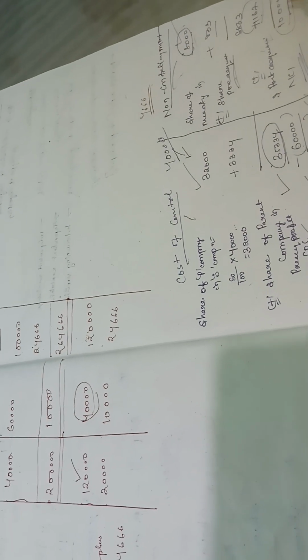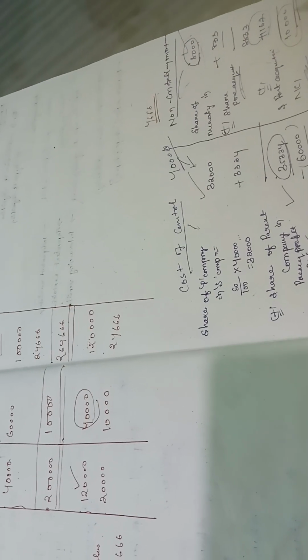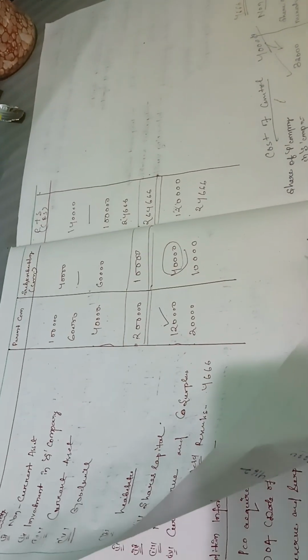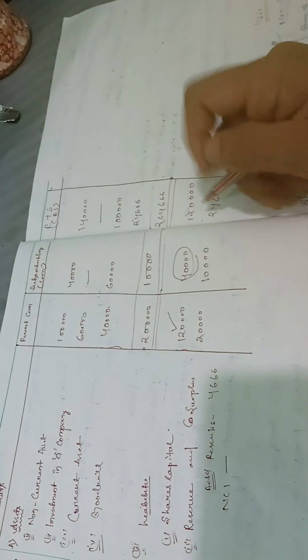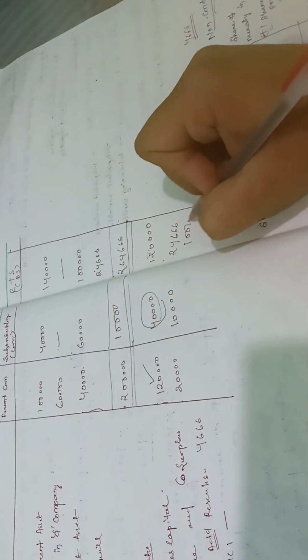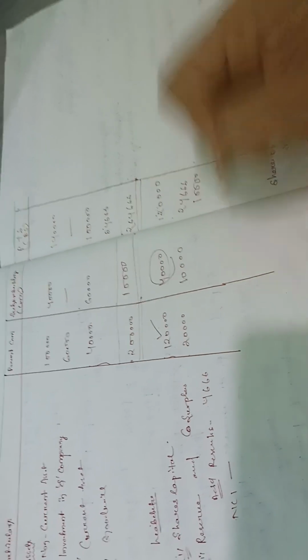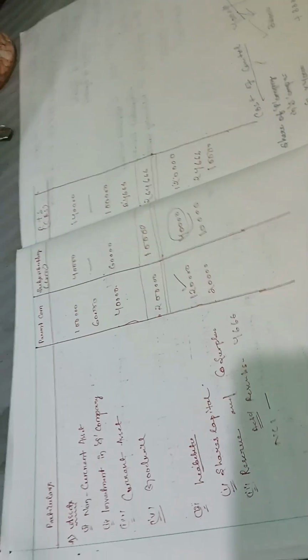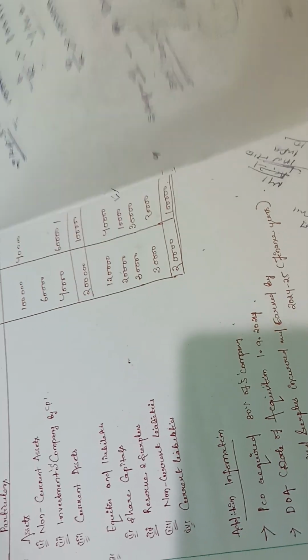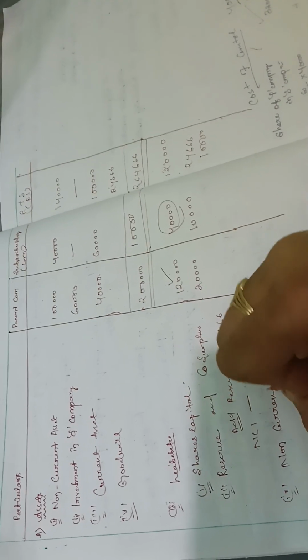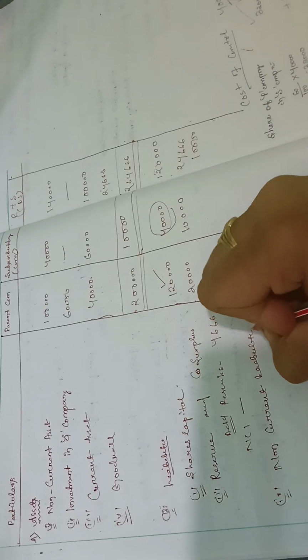Then NCI is also a balance sheet item. So how much is NCI? NCI we got here is 10,000. 10,000 will also be taken as NCI. Then non-current liabilities: the liability will be taken over, added up line by line.